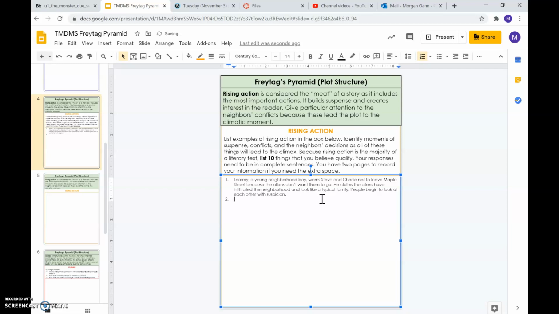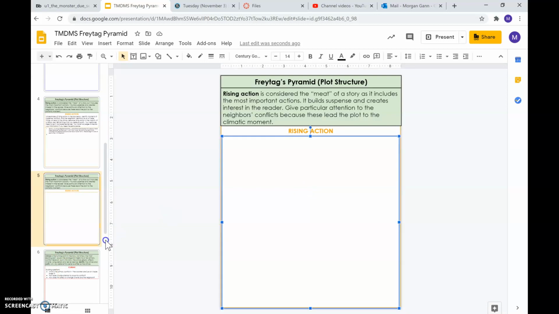So what you need to do next is list numbers 2 through 10. What else happens in the rising action? What are some things that are happening that are suspenseful, causing problems? What are their decisions? Remember, you've got space here in this text box and on the next page if you need it.